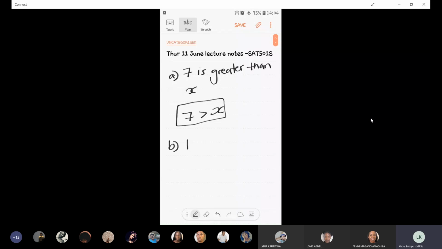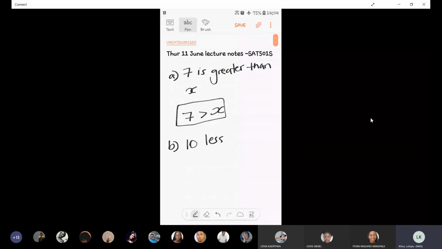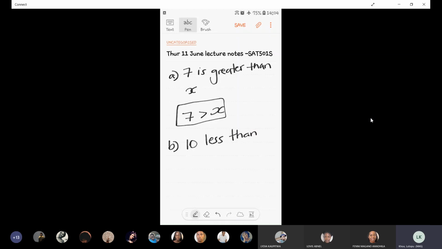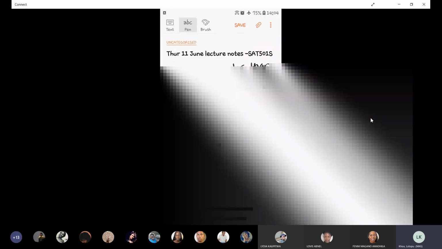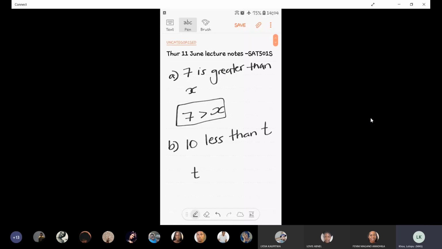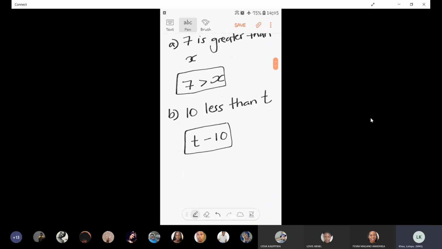The next one is 10 less than t. Okay, now 10 less than t, this means from t you subtract 10. So when I write this, this is t minus 10, because t minus 10 is 10 less than t. So that is how you would translate that one.